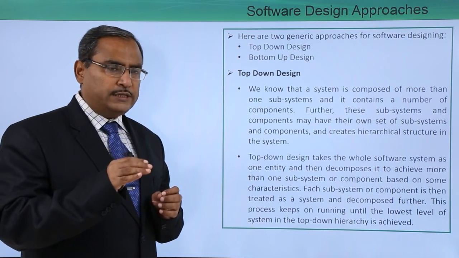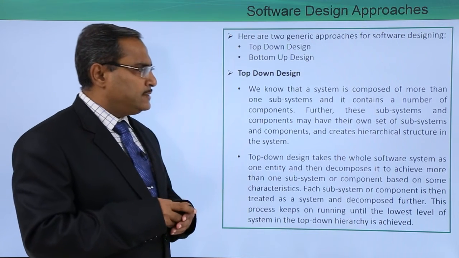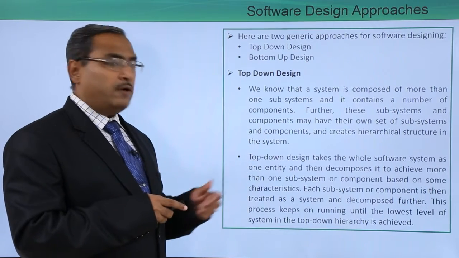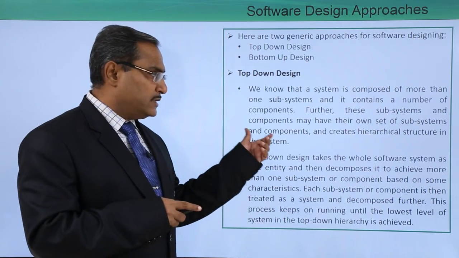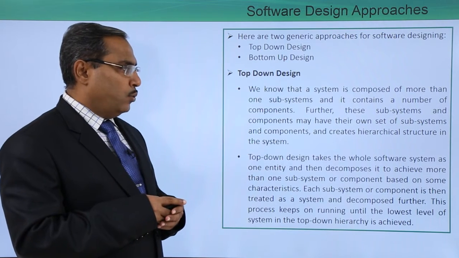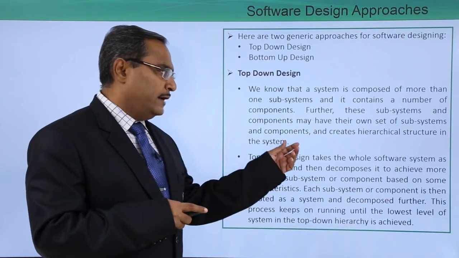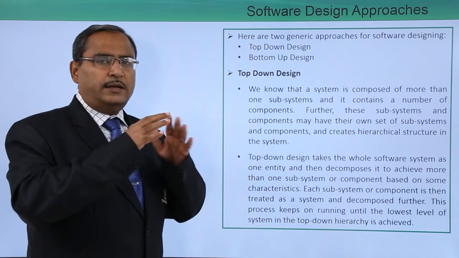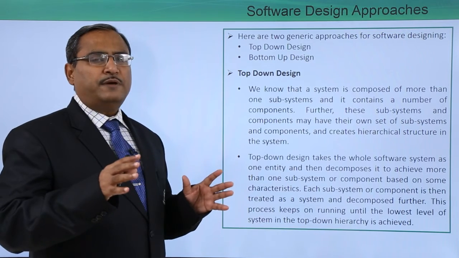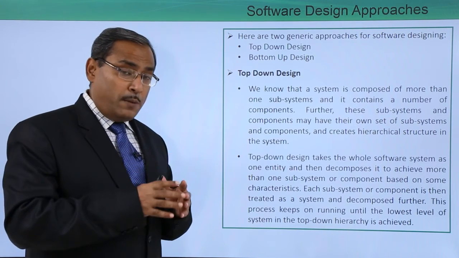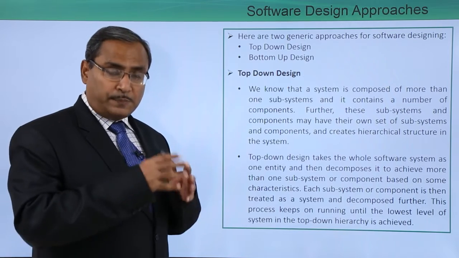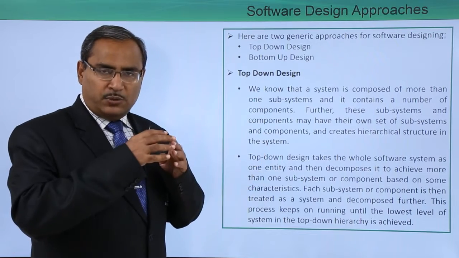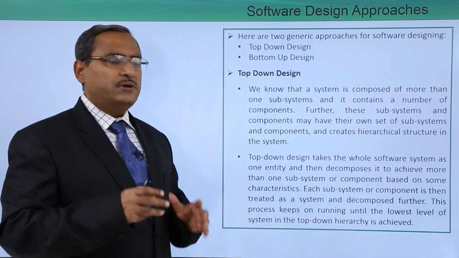At first we are going for the top-down design. We know that a system is composed of more than one subsystem and contains a number of different components, and further these subsystems and components may have their own set of subsystems and components, which creates a hierarchical structure in the system. So the software system is the umbrella under which you have different components and subsystems, and those may have further sub-components and subsystems. In this way we get a hierarchical structure of the software design.